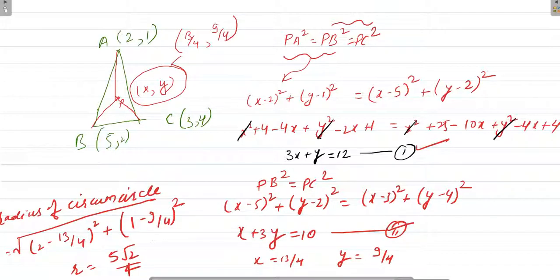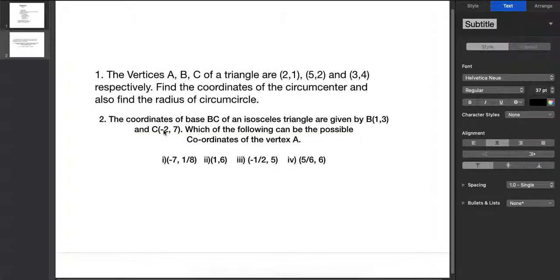So this is your first question, and this is a good question, so note it down somewhere. We will be doing our second question here. For the second question, just have a look here. The coordinates of base BC of isosceles triangle are (1, 3) and (-2, 7). Then four options are given. Which of the following, four or more than one can be correct, are the coordinates of vertex A?